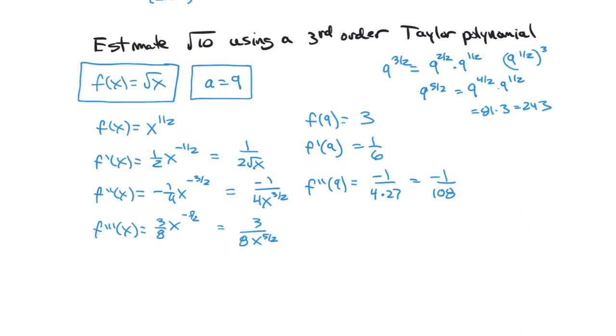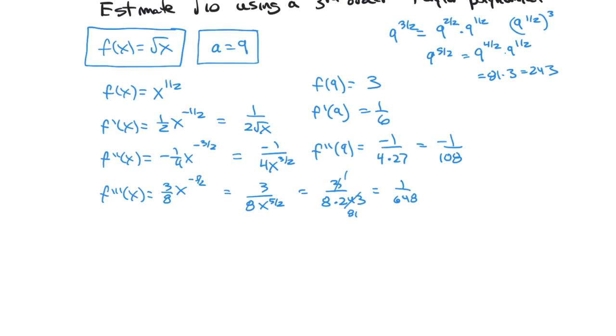So, okay, so we're going to get down here. This is going to be 3 times 8 times 243. And now 3 goes in here once, goes in here 81 times. So we end up with 1 over 648. Okay, a lot of arithmetic here. But now we are ready to put all the pieces together.